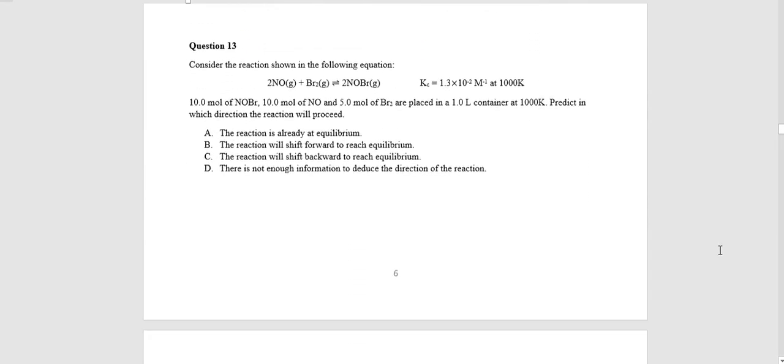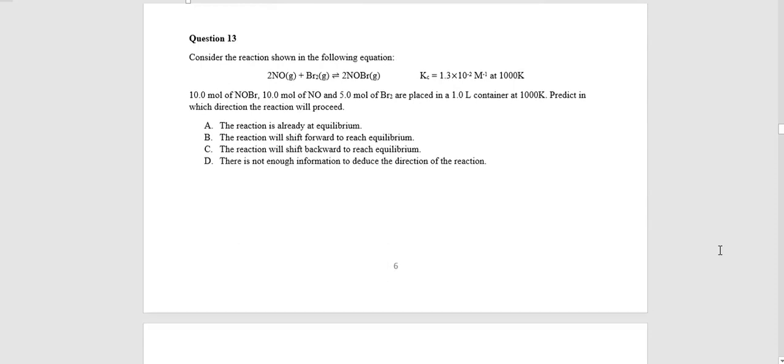Question 13. Considering the reaction shown in the following equation, you're given an equilibrium system and you're given the K value. If you have this, 10 mL of NOBr, 10 mL of NO, and 5 mL, I think I just said mole, of Br2 are placed in a 1.0 liter container. You need to predict the direction that the reaction will proceed.